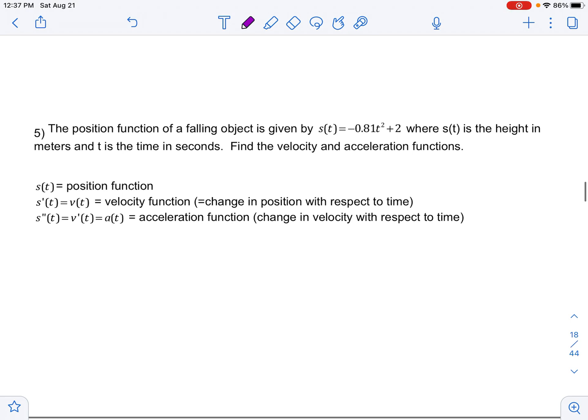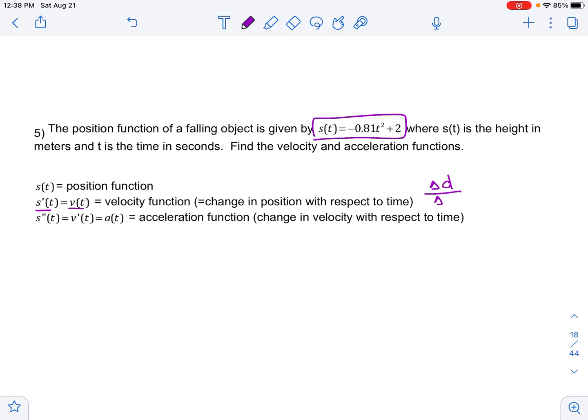Okay. Same idea when we work with position functions. One of the things that we will learn a little bit more later is if I give you a position function, the first derivative of the position function is the velocity, because the way that we calculate velocity is we do change in distance over change in time. So that's really just the slope of this. And then if you take the second derivative of the position, or the first derivative of velocity, that's going to get to your acceleration function.